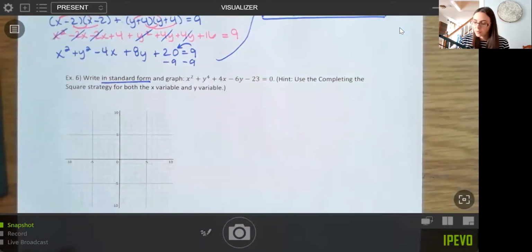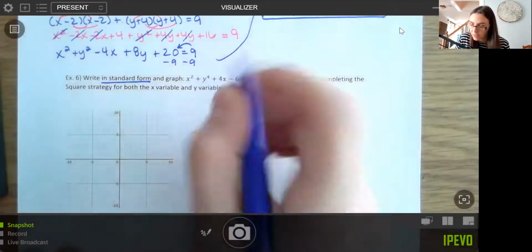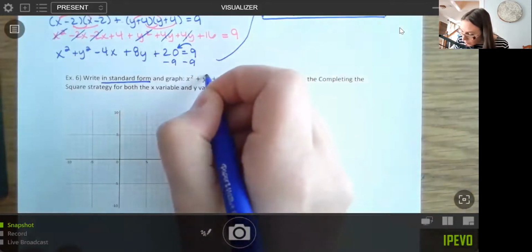I did make one little typo though. Sorry guys, can you fix this? It should be, if it's not fixed already on your end, this is a y squared, not a y to the 4th.